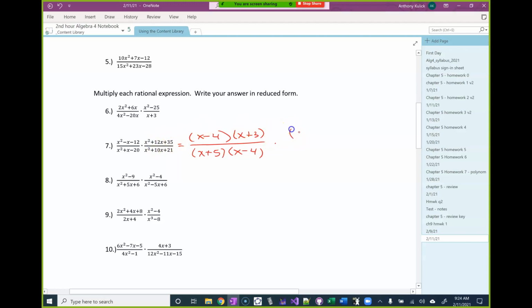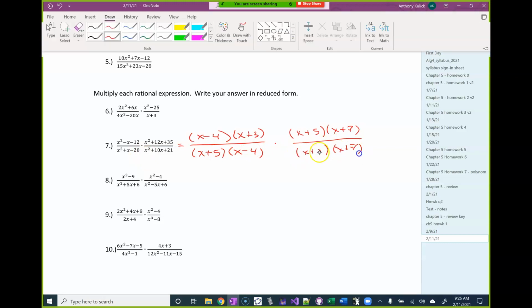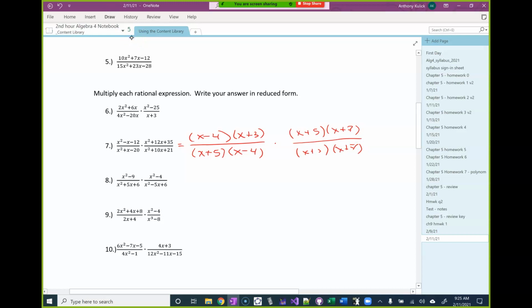In the numerator, I have x plus 7, multiplying to 35 to give me 12. And the denominator, I have x multiplying to 21 and adding to give me 10. So far, so good? Okay, let's go crazy here. X plus 7s cancel. X plus 5s cancel. X plus 3s cancel. X minus 4s cancel. Everything leaving us just with 1.